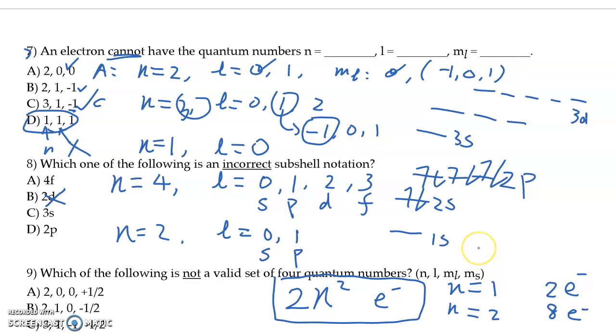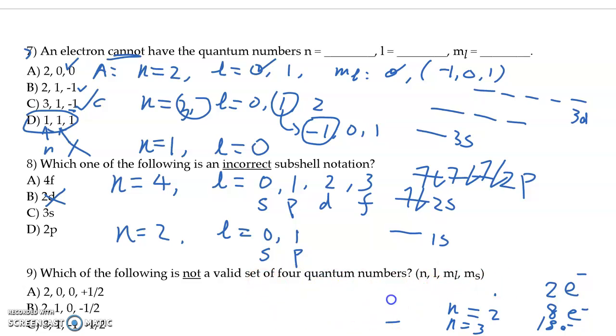So let's say on the third principal energy level, what is the maximum number of electrons? 3 squared would be equal to 9, and then times 2, that would be 18. So when n equal to 3, the maximum I can have is 18 electrons. All right, let's look at the next exercise. I'm looking at problem number 9 now.